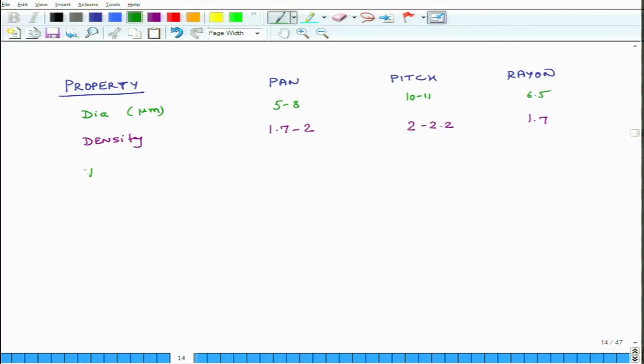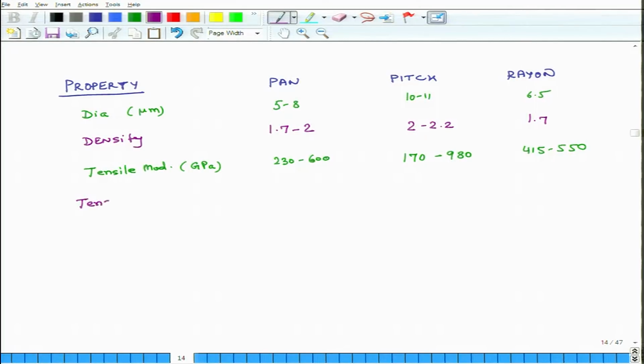Tensile modulus of the fiber. It is in GPa. There is a lot of variation, 230 to 600. Density is specific gravity, or you can say grams per cc. For pitch also there is a significant variation, 170 to 980, and this is 415 to 550.